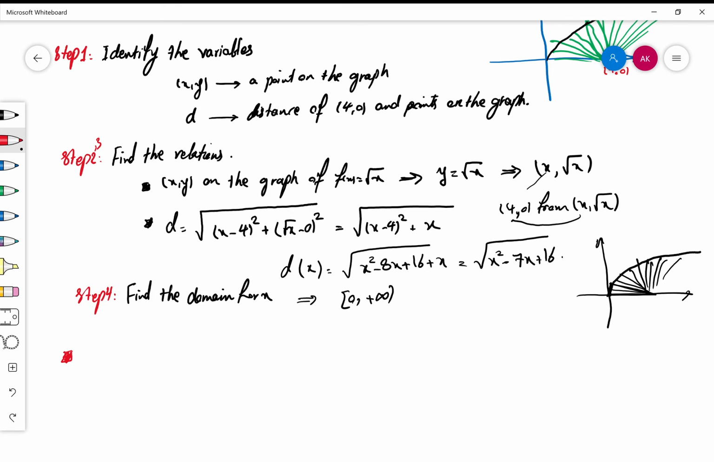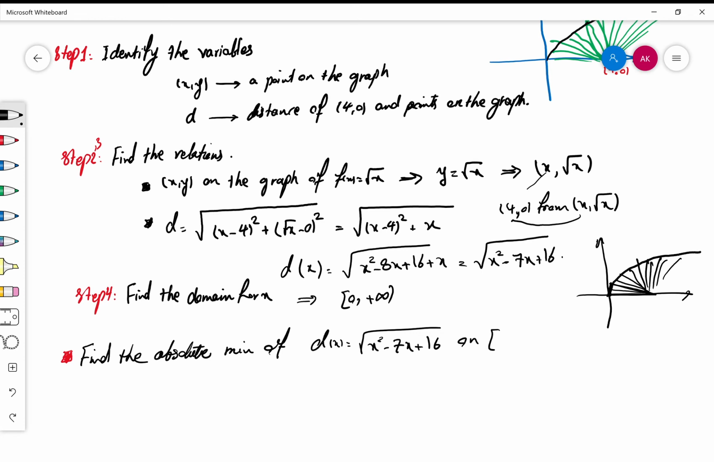Find the absolute min of the function. Here D of x is equal to x squared minus 7x plus 16 on the interval 0 to plus infinity. Something you have to notice right here is that the interval is not closed. So maybe we won't be able to use the tricks that we have learned, but here what we will do, let's try identifying the nature of local extrema.